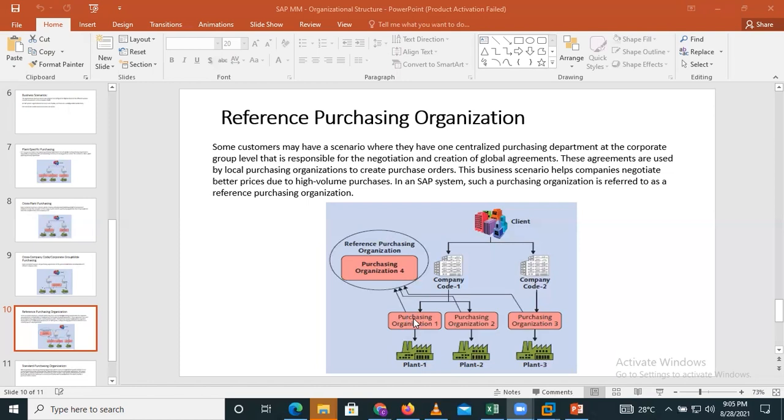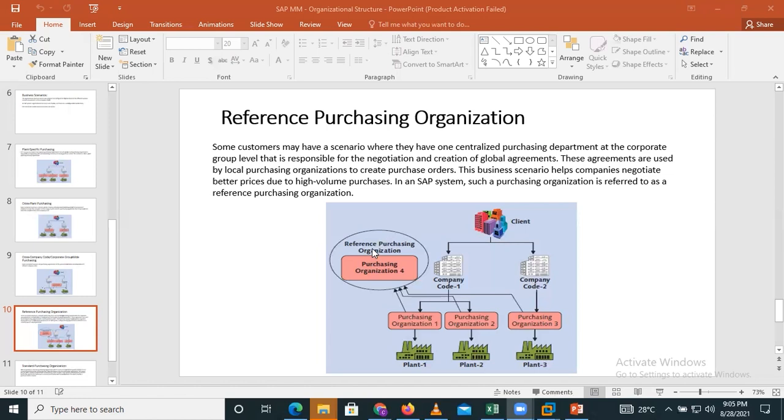You can ask your local purchasing organization to directly negotiate with the vendor, and you can purchase that material. But if you want a material which is required by other plants as well, for such types of materials, you can ask the local purchasing organization to connect to your reference purchasing organization to do the negotiation and contracts. So this purchasing organization will be doing bidding and negotiations for those materials.